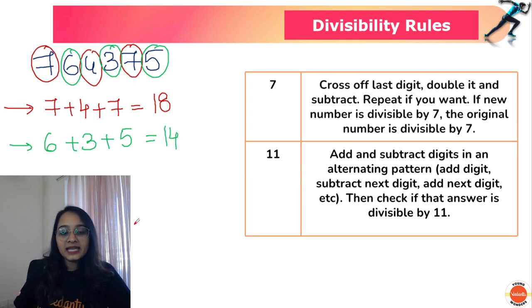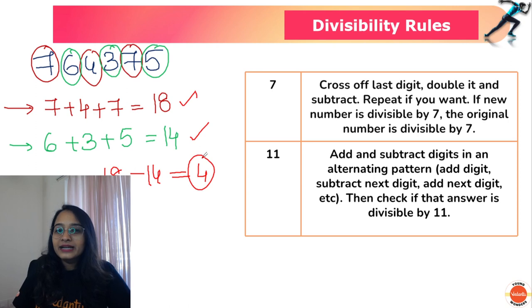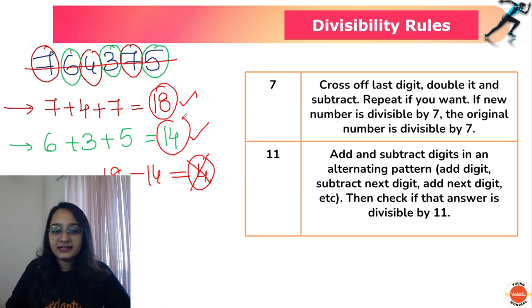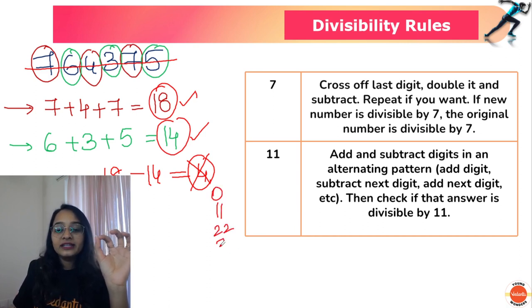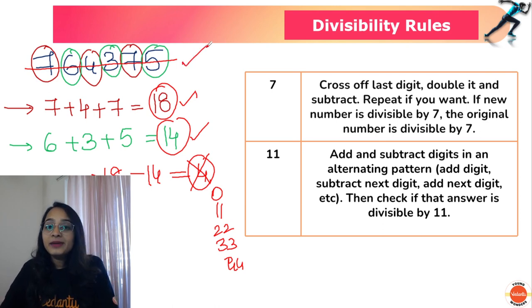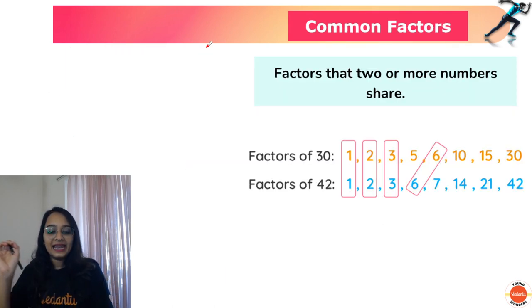So, hamare paas hai numbers 18 and 14. Now, let's subtract them. The answer is 4. Is 4 divisible by 11? No. That means this entire number is not divisible by 11. After you subtract them, agar aapko aata hai 0, ya 11, ya 22, ya 33, ya 44, basically a multiple of 11, then the entire number will be divisible by 11.